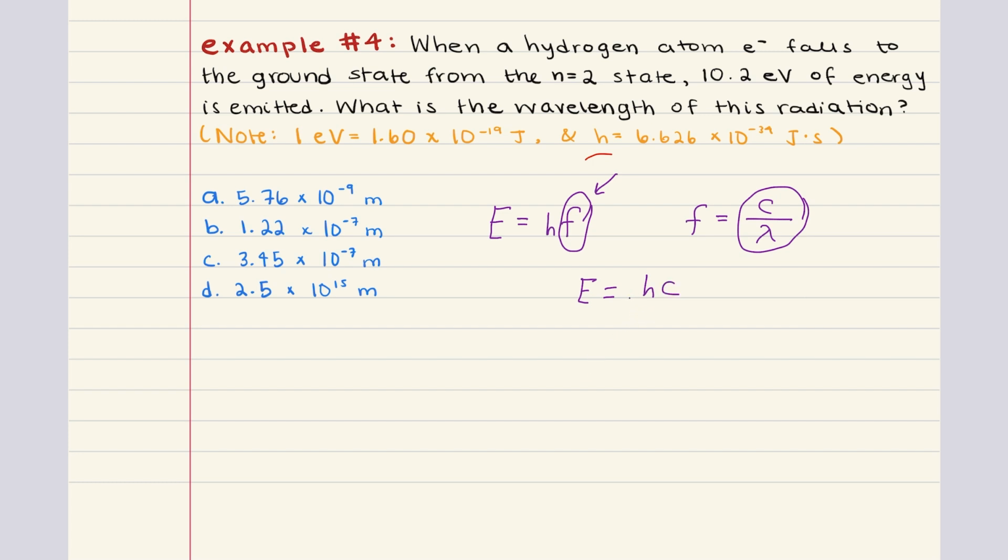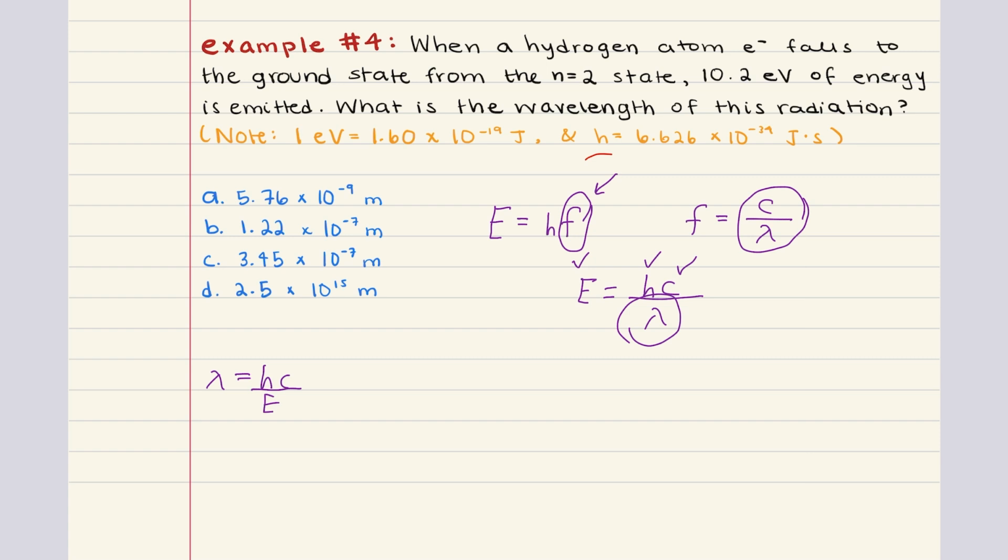light divided by wavelength. This equation is really important because we're given the energy, we're given Planck's constant, we know the speed of light, and ultimately we want to solve for lambda. We want to solve for the wavelength. So we can rearrange this equation to solve for lambda. Lambda is equal to Planck's constant multiplied by the speed of light divided by the energy of the photon.